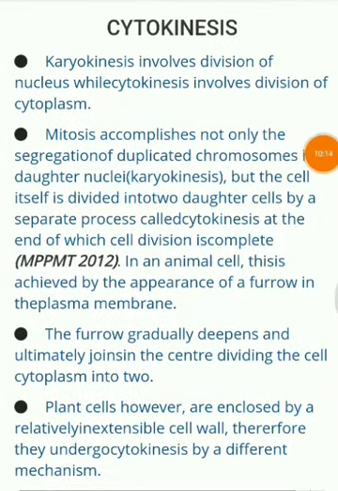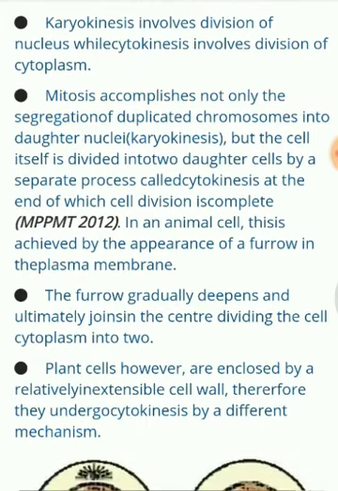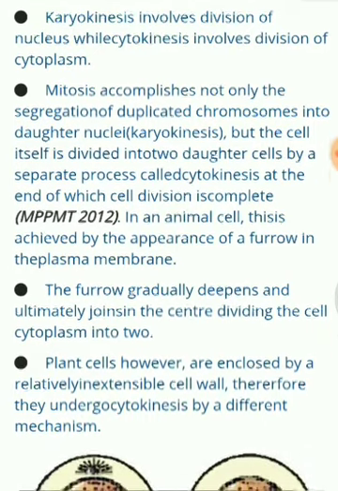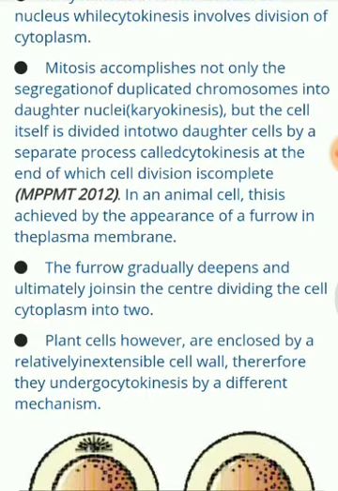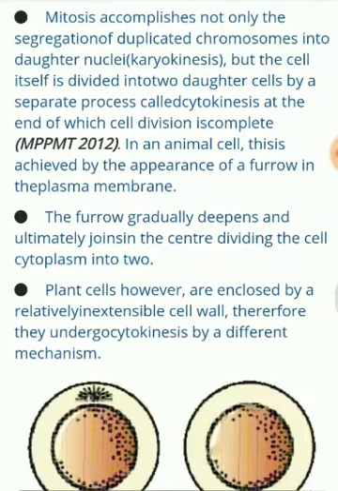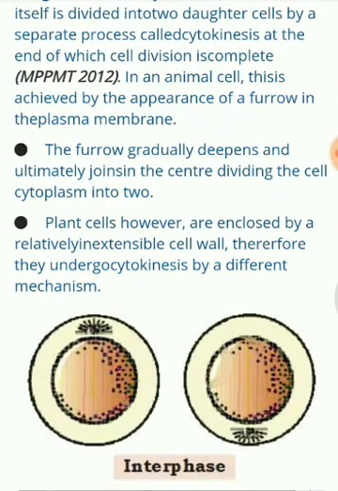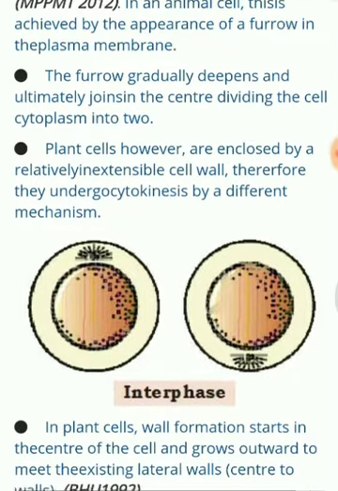Cytokinesis. Karyokinesis involves division of the nucleus, while cytokinesis involves the division of the cytoplasm. Mitosis is accomplished not only by segregation of duplicated chromosomes into daughter nuclei, karyokinesis, but the cell itself is divided into two daughter cells by a separate process, cytokinesis, at the end of which cell division is complete. In an animal cell, this is achieved by the appearance of a furrow in the plasma membrane. The furrow gradually deepens and ultimately joins in the center, dividing the cytoplasm into two.